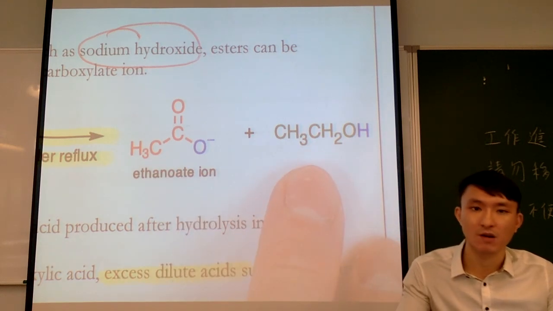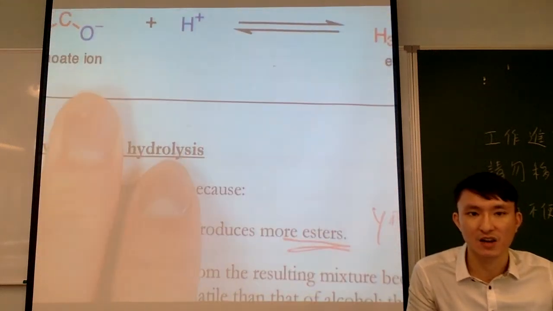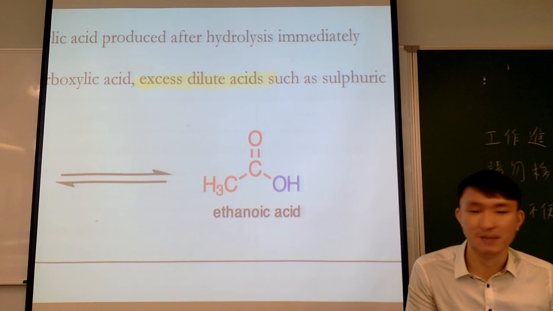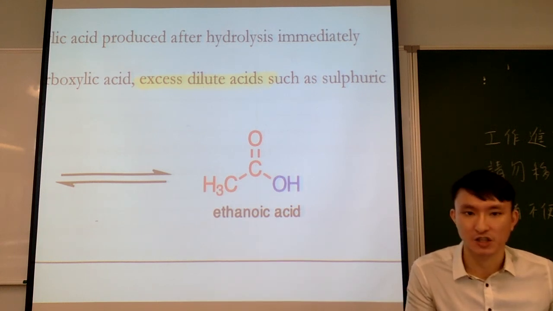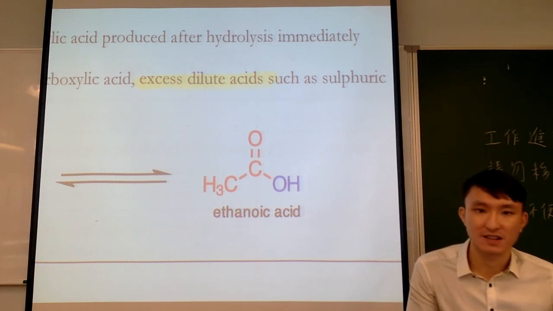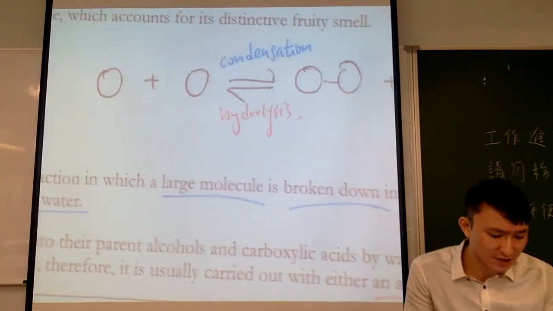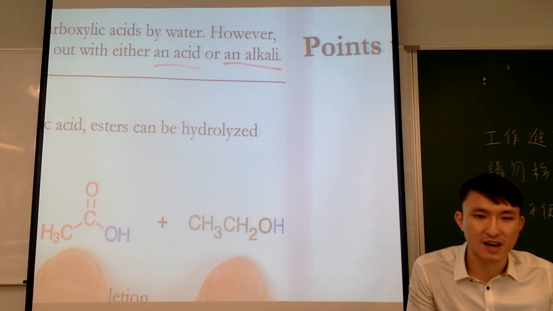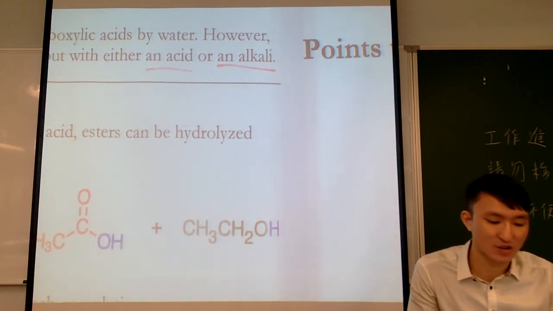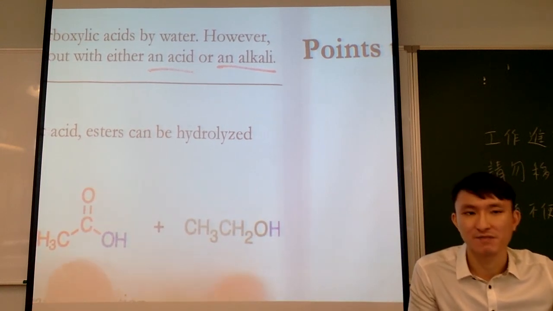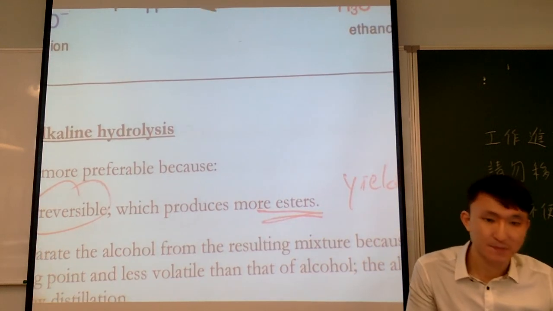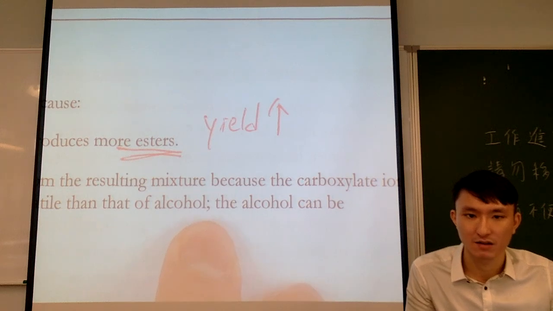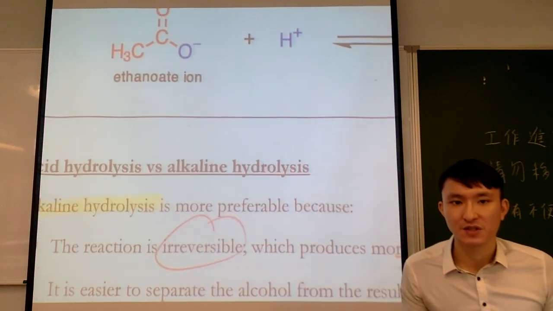After separating the alcohol from the mixture, we can convert the ethanoic ion back to the ethanoic acid, and this time we can perform another distillation or some other separating method to get ethanoic acid out of the resulting mixture. So basically, it is easier to separate the products if you use alkaline hydrolysis. For acid hydrolysis, you will form ethanoic acid and alcohol, and these two have relatively similar boiling points, so the separation is a little more difficult. It's easier to separate alcohol in alkaline hydrolysis because carboxylate ion has a higher boiling point and is less volatile than the alcohol. So we have two advantages of alkaline hydrolysis over acid hydrolysis.